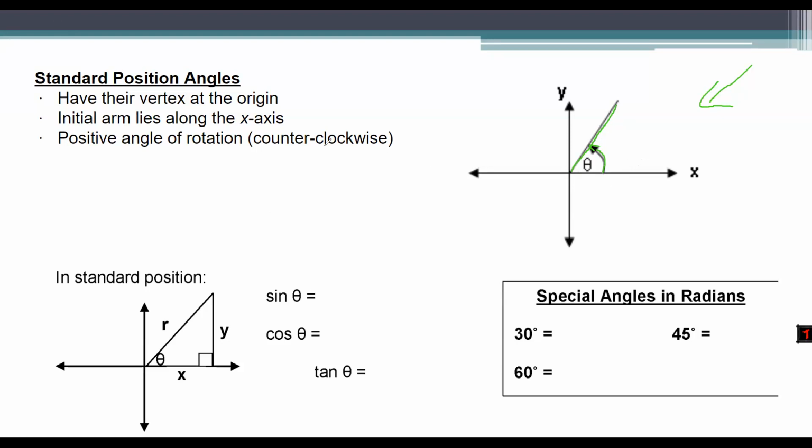So yeah, looking into these standard position angles, the first property is that they have their vertex at the origin, right? Or they start at the origin, basically. The terminal arm starts from the origin, and that's basically the turning point of this angle. The initial arm lies along the x-axis. As you can see, this is the starting line, the x-axis, and this is the terminal arm. I'm gonna mark the terminal arm in red.